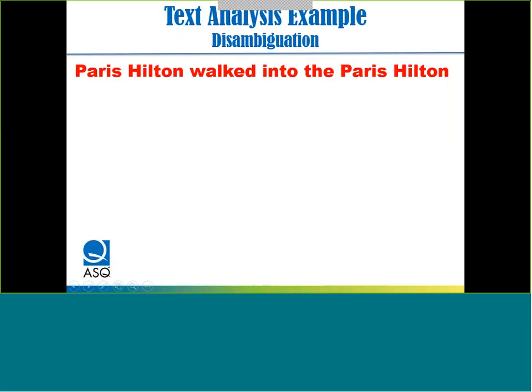So now another big thing in text analytics is disambiguation. Paris Hilton walked into the Paris Hilton.